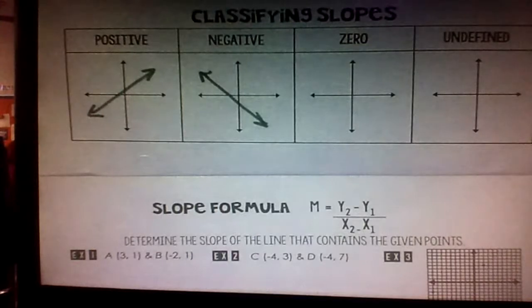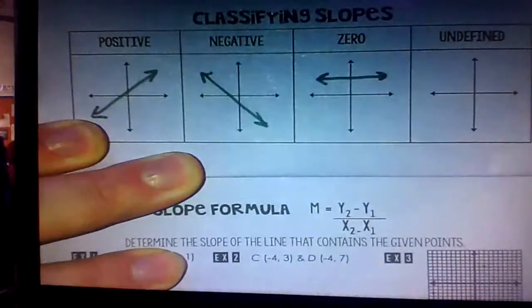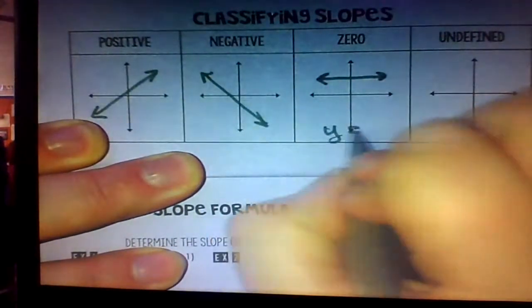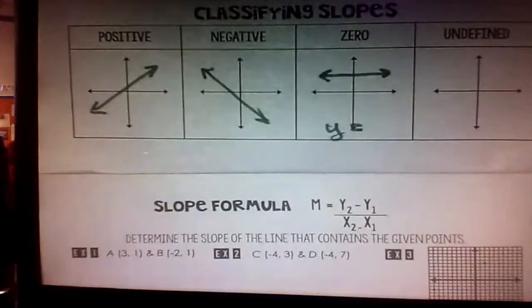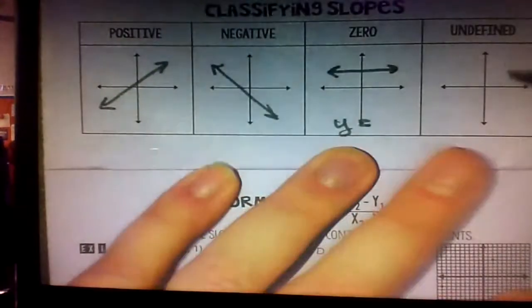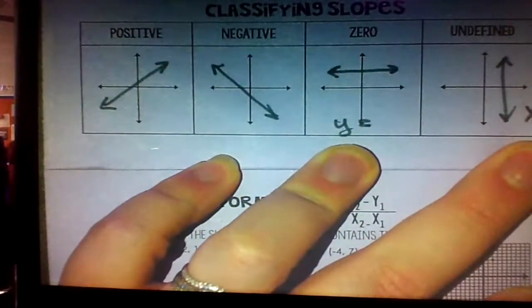Right? What does a 0 slope look like? That is a horizontal line. So that means I have y equals if it's a 0. What does an undefined slope look like then? Vertical line. Which means I have x equals.